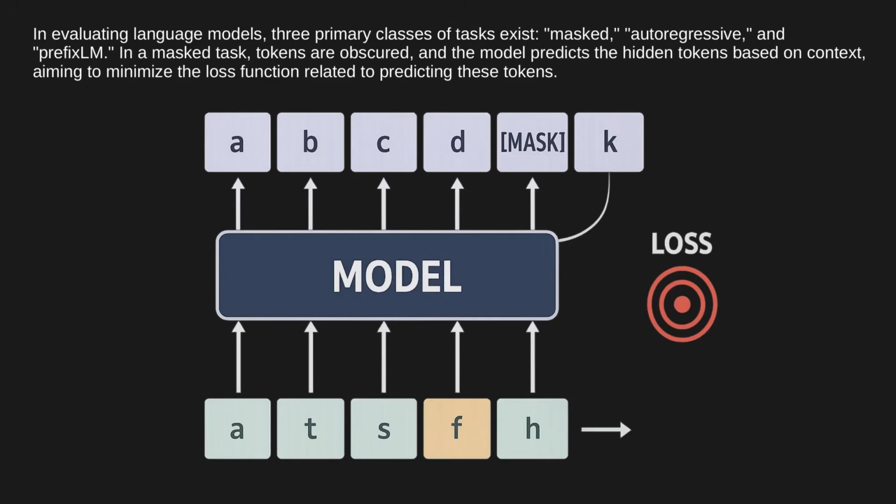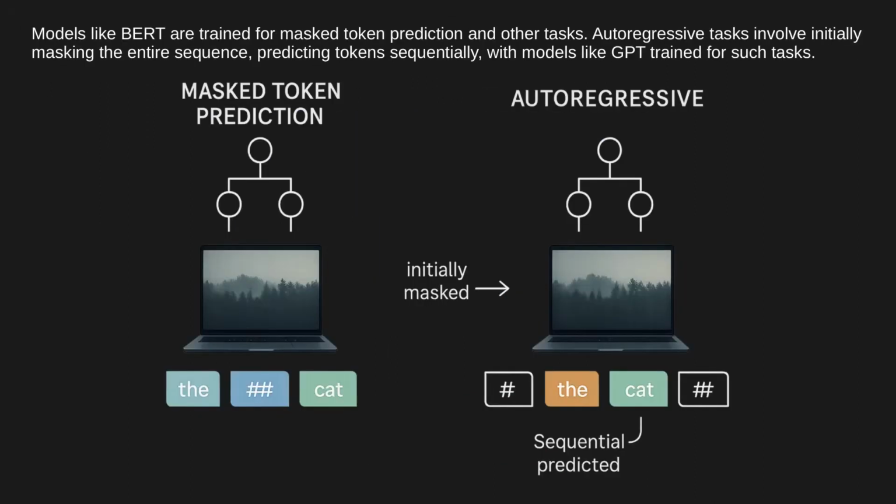In a masked task, tokens are obscured, and the model predicts the hidden tokens based on context, aiming to minimize the loss function related to predicting these tokens. Models like BERT are trained for masked token prediction and other tasks. Autoregressive tasks involve initially masking the entire sequence, predicting tokens sequentially, with models like GPT trained for such tasks.